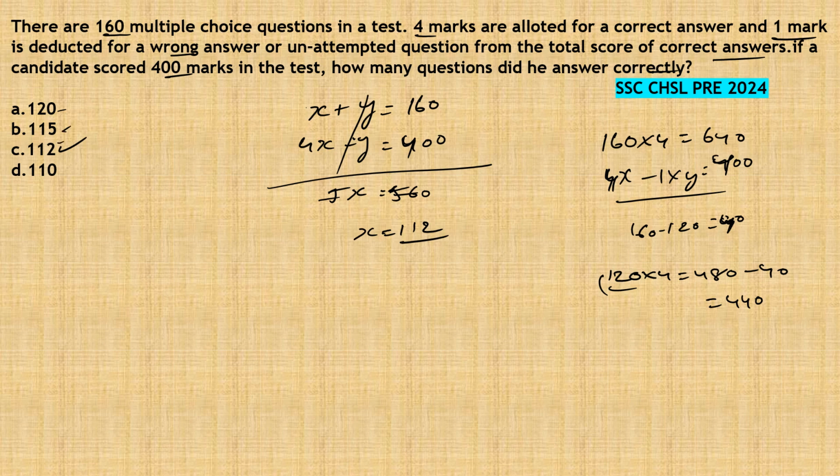You can check it like this. Okay, 115 into 4 is 460, minus the unanswered questions, which are 160 minus 115, that is 45. You will get 415, but you got 400 only. Likewise you can check.